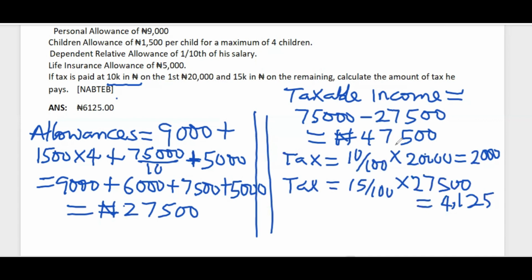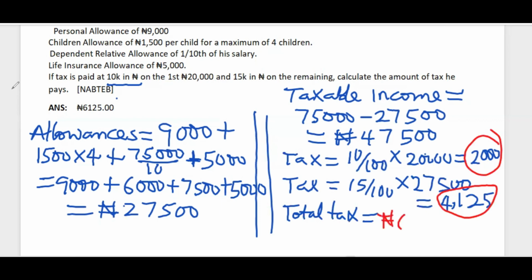4,125 Naira. And hence, we calculate the total amount of tax he pays. So for the total tax, you add the two values together, 2,000 and this 4,125. And that should be 6,125 Naira, 0 kobo. So this is how to take care of this kind of problem.